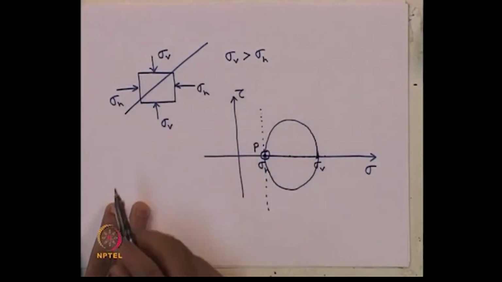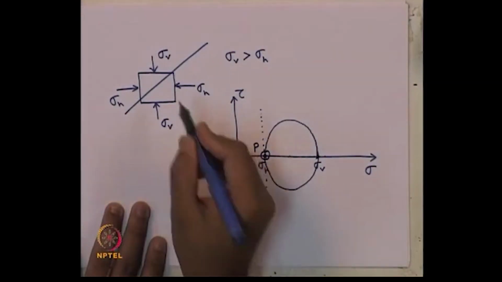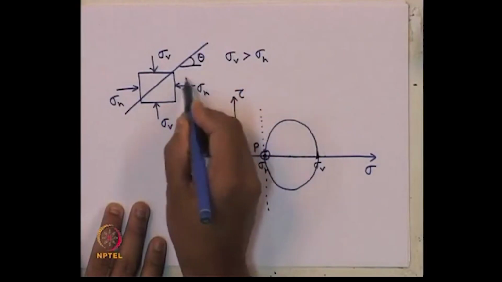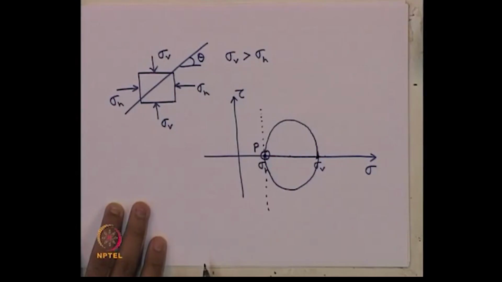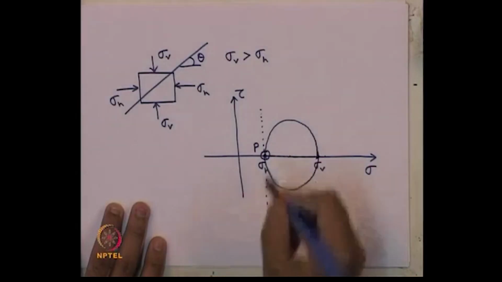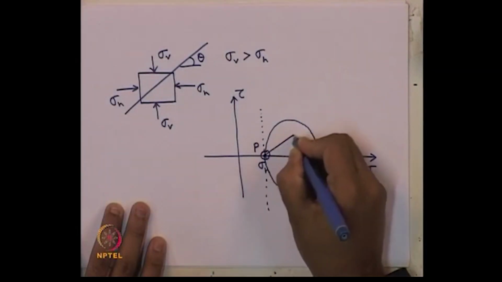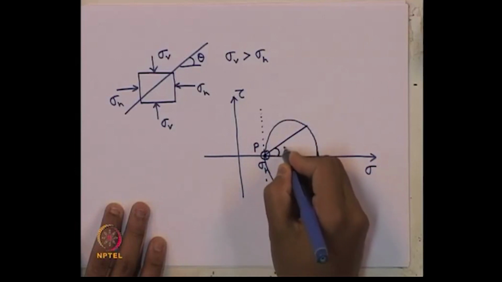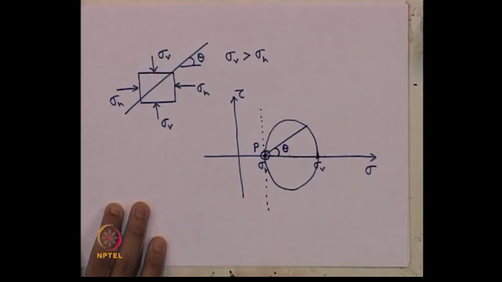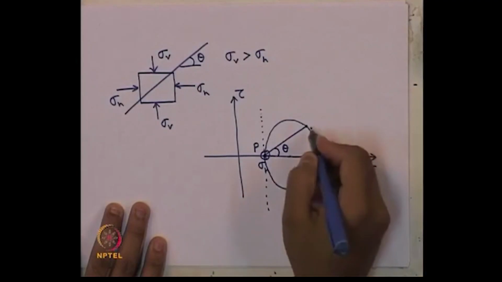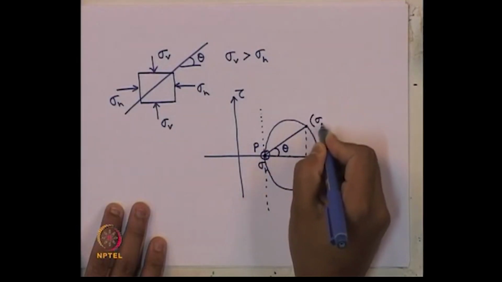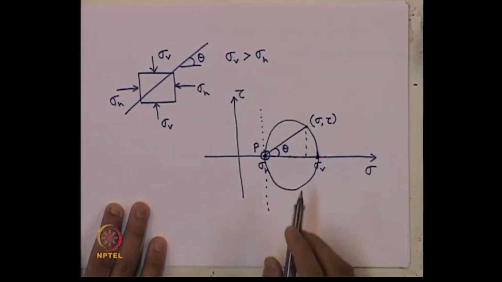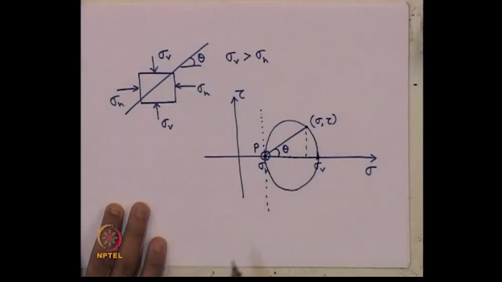So, obviously, that will not be a principal stress; both normal stress and shear stress will be present at an angle, say theta, with respect to this direction. What does it mean? Pole is that point from which we draw an inclined line theta, where it intersects the Mohr circle. That value of sigma and tau will give us the normal and shear stress at that inclined plane theta. So, that is the use of pole.